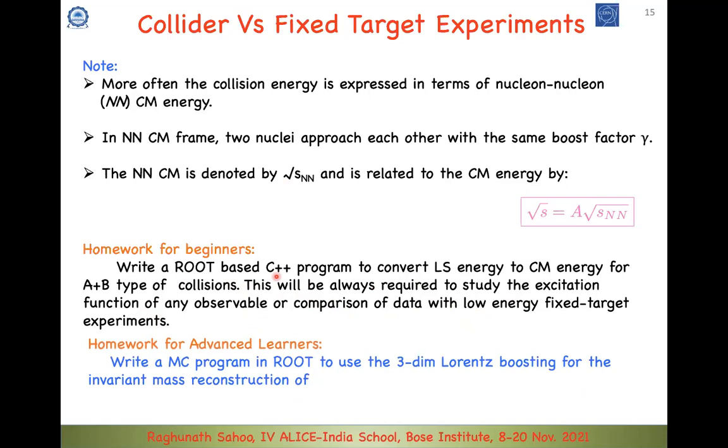And for the advanced learners, whoever are in the higher stage in PhD, write a Monte Carlo program in ROOT to use three-dimensional Lorentz boosting for the invariant mass reconstruction of rho going to e+e-. In the Monte Carlo program, you can assume your energy spectra, or you draw at mid rapidity from an exponential rapidity spectra or flat rapidity spectra. You try to have your energy and then decay rho to e+e-, and it should be a three-dimensional decay. Then do the Lorentz boosting and have your invariant mass reconstruction and try to see if you are getting exactly where you expect.